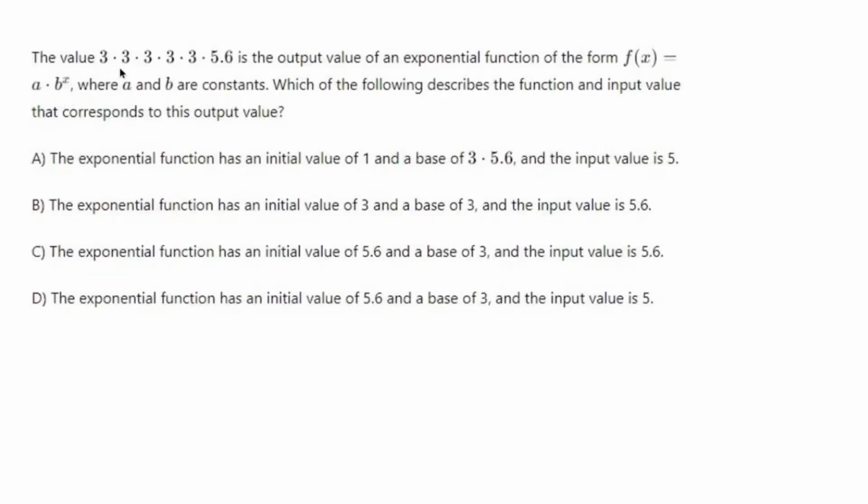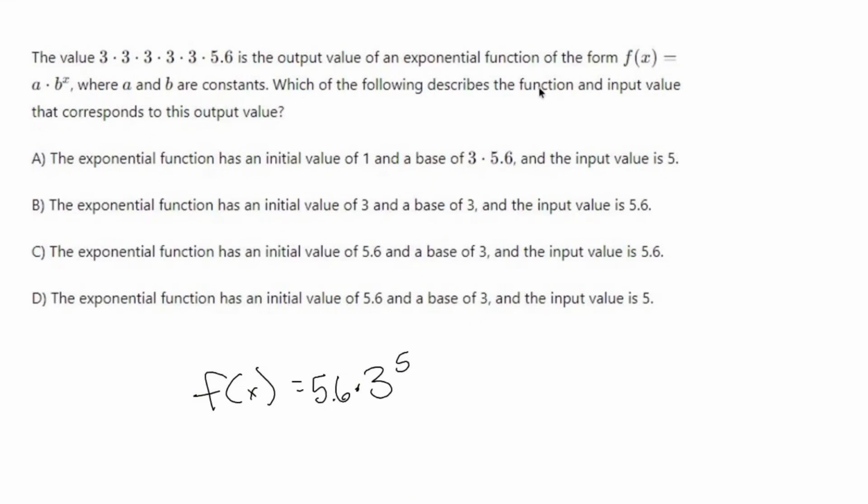The value 3 times 3 times 3 times 3 times 3 times 5.6 is the output value of an exponential function of the form f(x) equals a times b to the x, where a and b are constants. So let's set this up. We have f(x) equals 3 times 3 times 3 times 3 times 3, so that's 5 of them, and our initial value is going to be 5.6. All right, so there's our equation, bada bing.